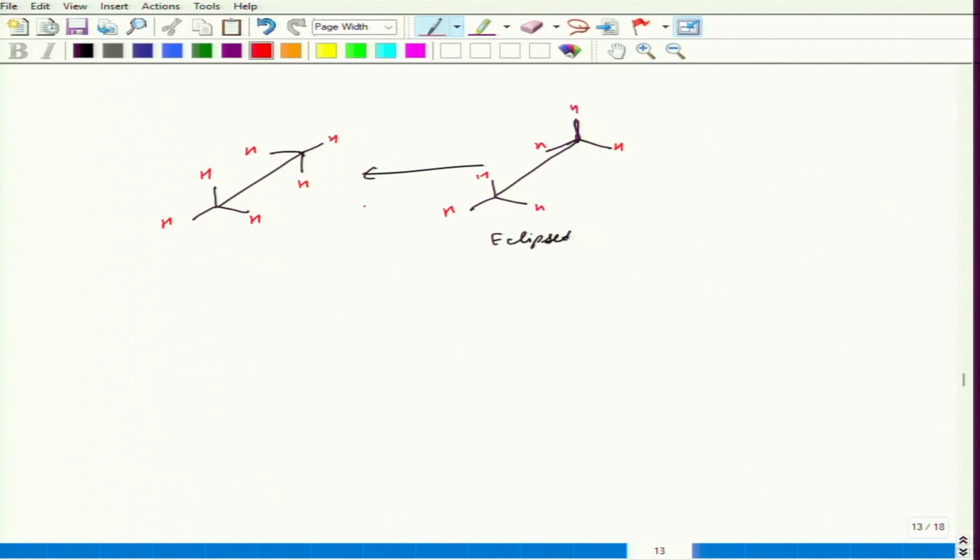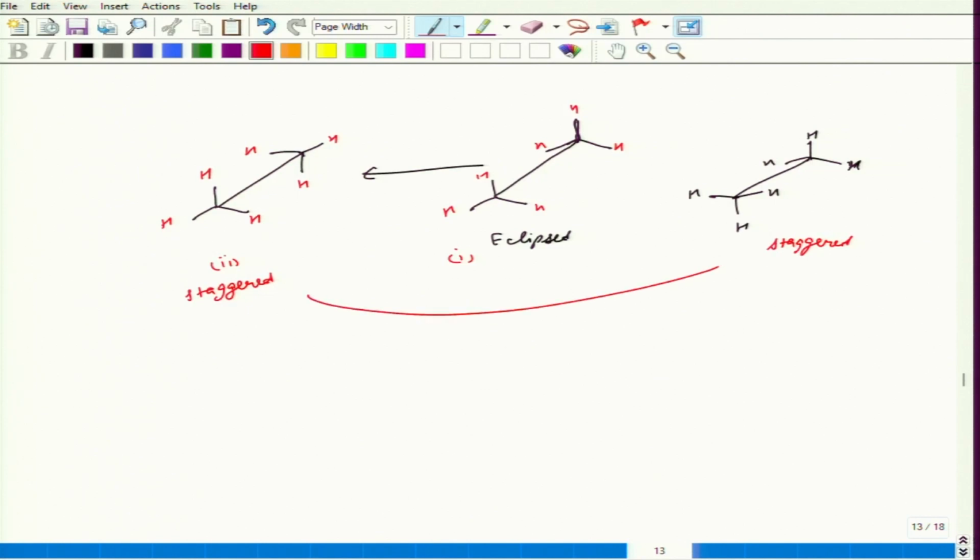In this case, going from one conformation to the second, this is staggered, I have rotated the back carbon. Also I can rotate the front carbon. What I will get by rotating the front carbon is this case. This is also staggered, and both these staggered conformations are the same. It is just the side from which we are viewing.